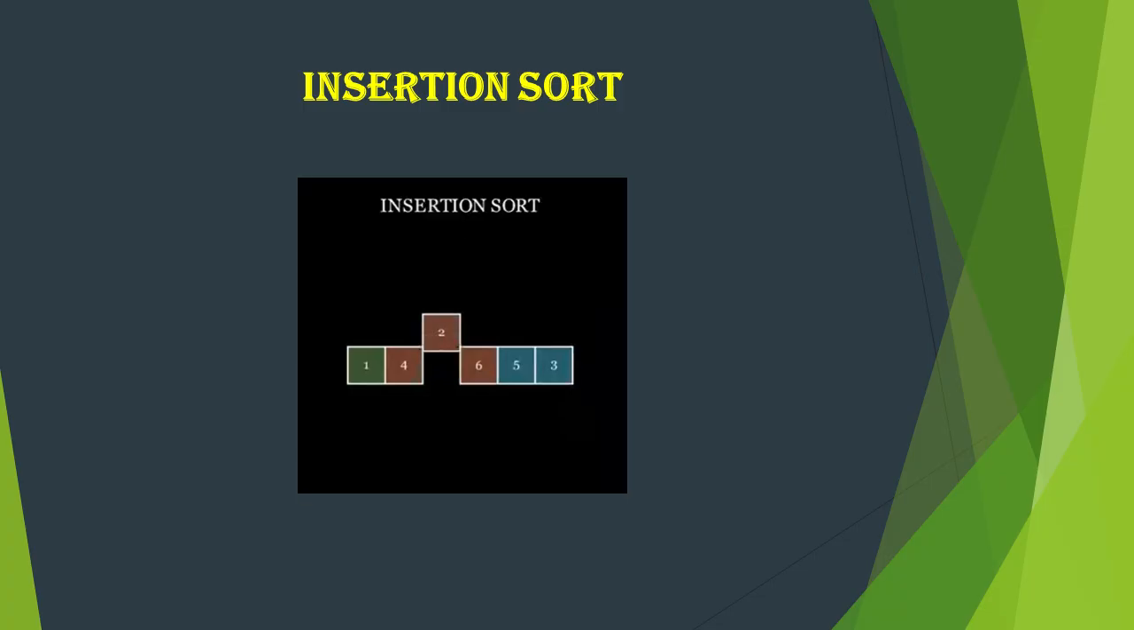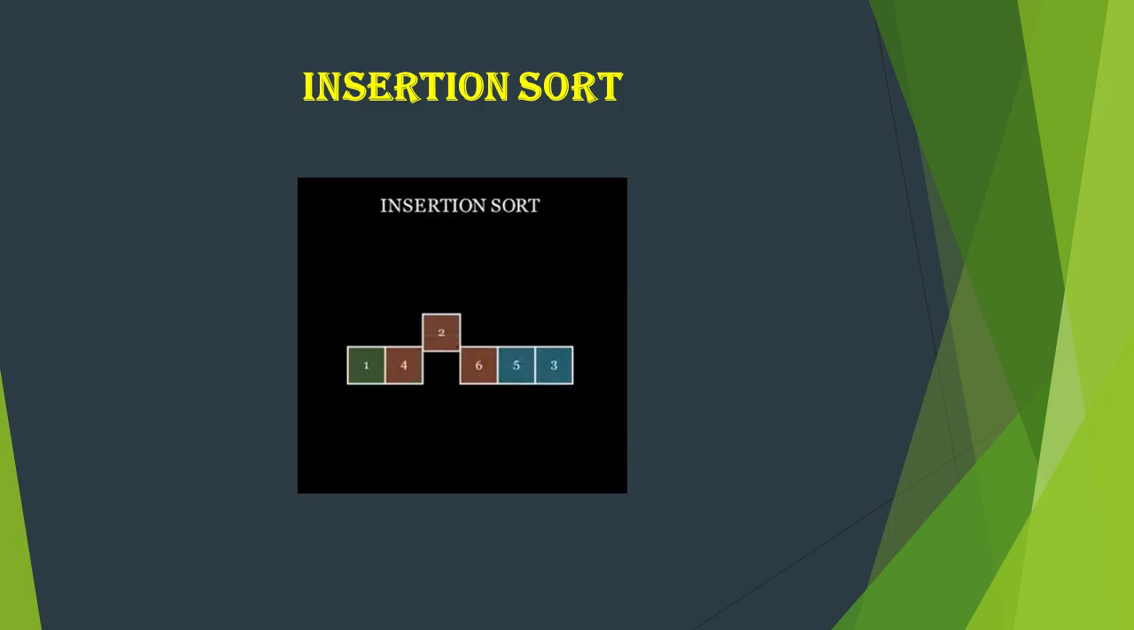In the next pass, consider the fourth element, that is 2. It is compared with the previous element 6, where 2 is smaller than 6, so swapping takes place and it is placed in its correct position. That is the second position.